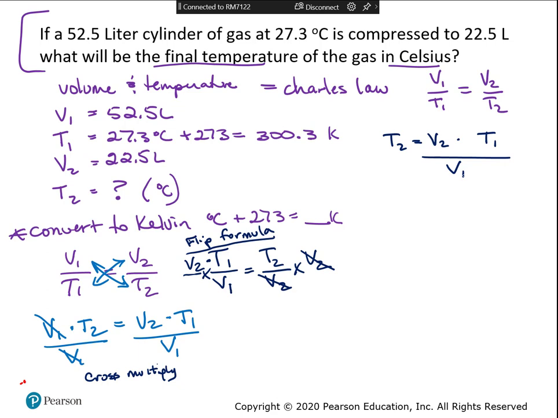So these are two different ways of rearranging the formula. You can cross multiply so that it puts them as equal to each other, or you could flip the formula and then move V2 over to get T2 all by itself. Whichever one's easier, whichever one makes more sense. Either way, you end up with the exact same formula. Then you just plug in the numbers. So V2 is 22.5 liters, T1 is 300.3 Kelvin, and then divided by V1, which is 52.5 liters.